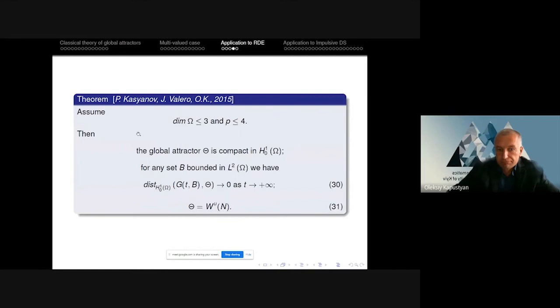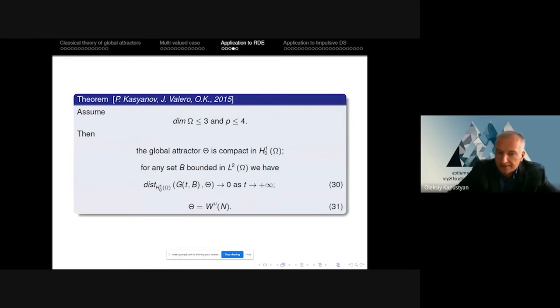Here is an almost complete collection of properties which, as we saw, hold in the single valued case. So now we can prove that they also hold for the multivalued case.